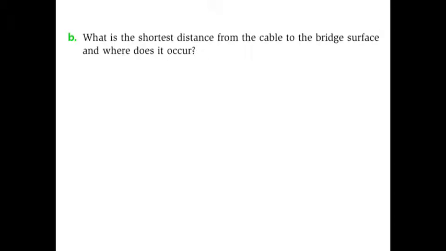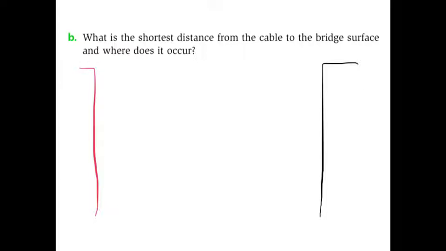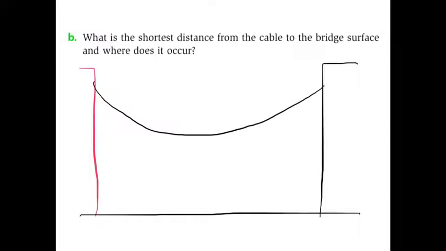On to Part B. What's the shortest distance from the cable to the bridge surface, and where does it occur? Here's the towers of the bridge. Here's the suspension cable. This is the road. We should be able to see that halfway in between that tower and that tower is going to be the lowest point, and it's right about here.